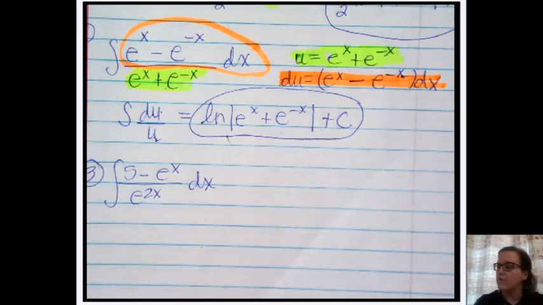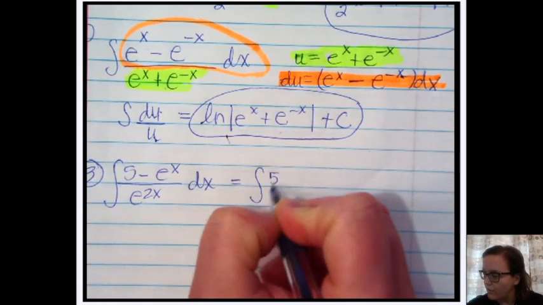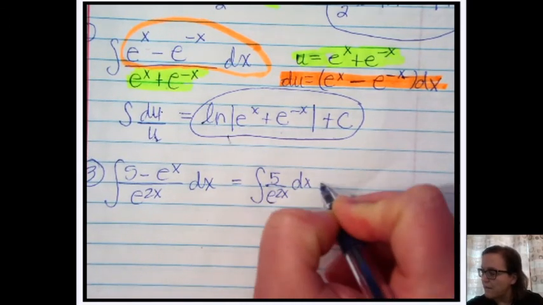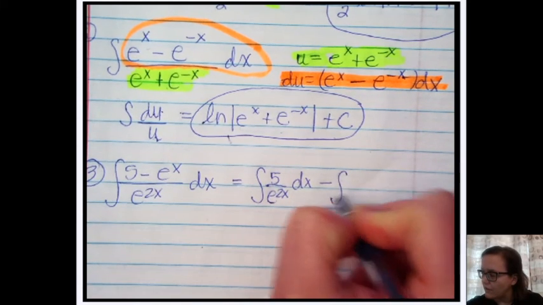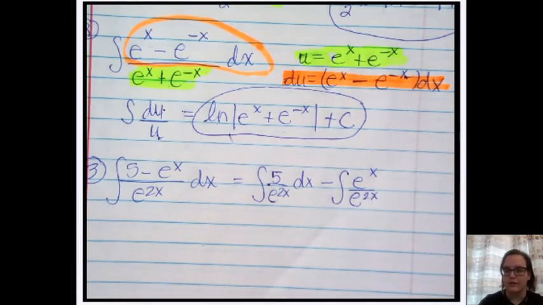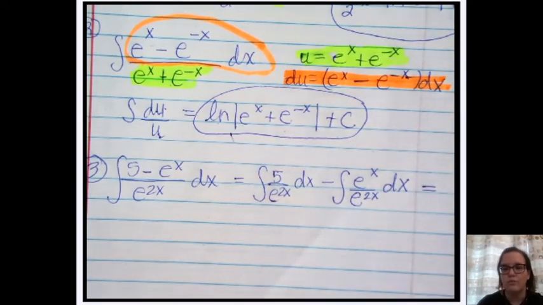So I am going to rewrite this. I'm going to split up my function. So this is also known as the integral of 5 over e to the 2x dx minus the integral of e to the x over e to the 2x dx. And that looks like something that might be a little easier to work with. I'm even going to go one more step and simplify.